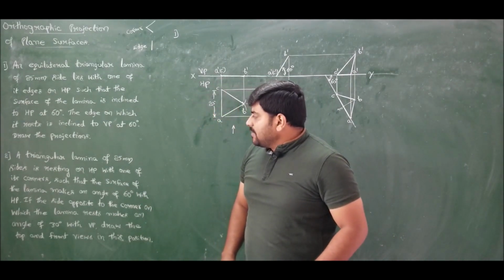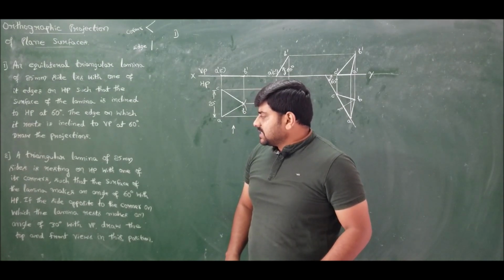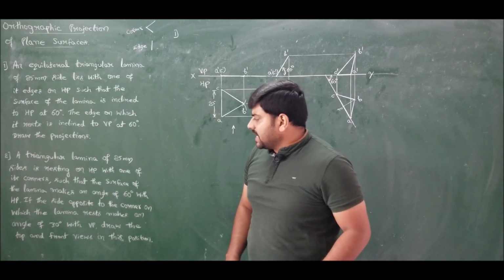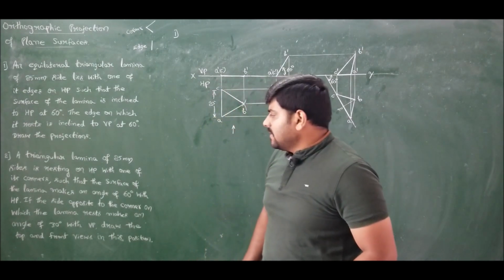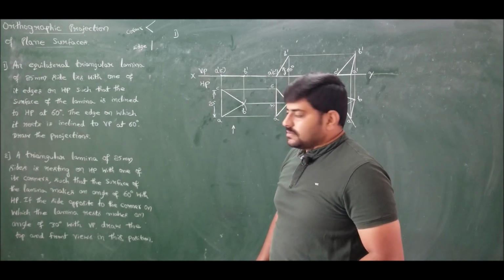A triangular lamina of 25 mm sides is resting on HP with one of its corners such that the surface of the lamina makes an angle of 60 degree with HP. If the side opposite to the corner on which the lamina rests makes an angle of 30 degree to VP, draw the top and front views of it in this position.